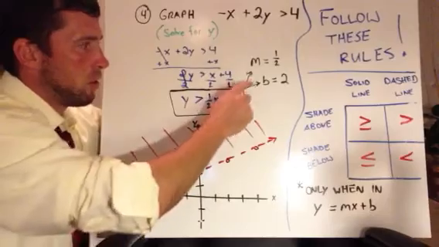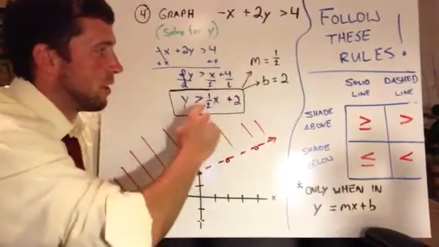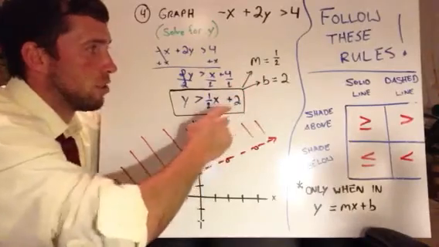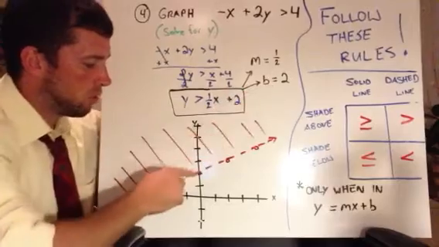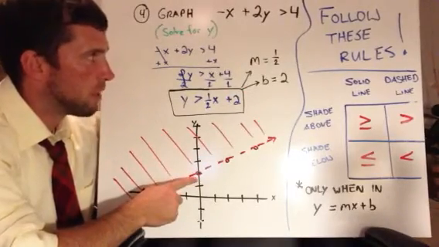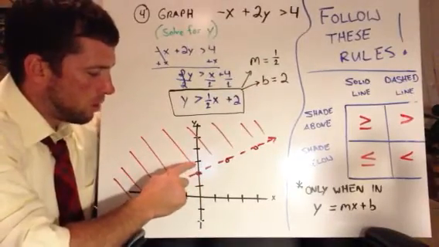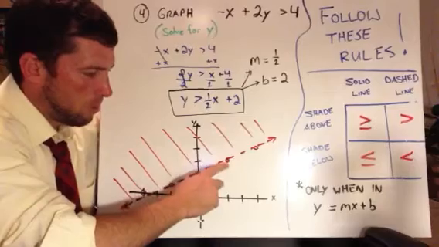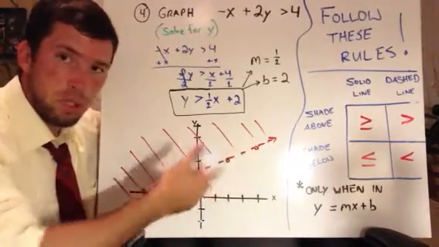So I make a little arrow and a note. I'm in mx plus b form, so my m is the 1/2, and my b is the 2. So on my graph, I go over here and I start at the 2, the beginning point, so up 2 on the y-axis, put a point down, and my slope is 1/2, so I can go up 1 over 2. I put another point, I can go up 1 over 2, put another point.